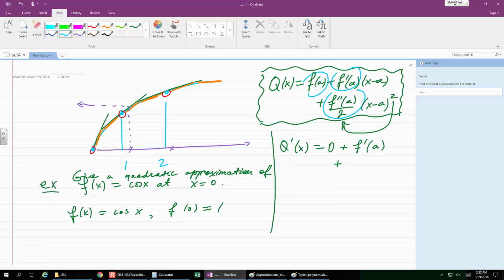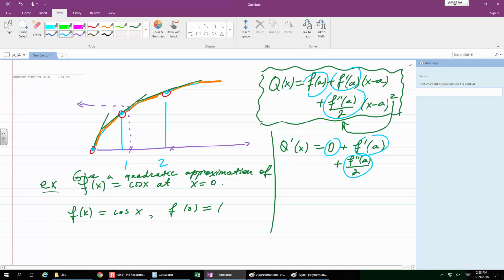So what I have then is f prime, where is it? F prime, f double prime. Well, you tell me what the answer is. Well, f double prime of a over 2. What's the derivative of what's left? 2x minus a. What's the derivative? X minus a squared derivative is with respect to x. So these are the same.